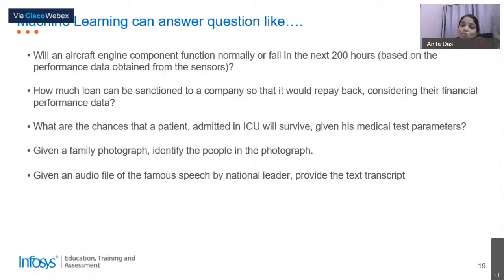Or how much loan has to be sanctioned to a company so that the company will repay the loan back to the bank? Questions like that. Or what are the chances that a patient who is admitted in ICU will survive, given all medical test parameters? All such problems can be solved using machine learning techniques.